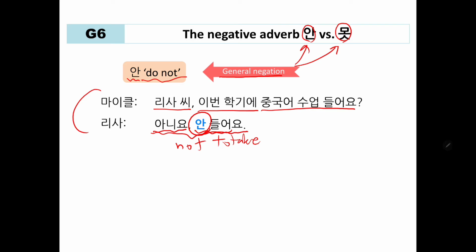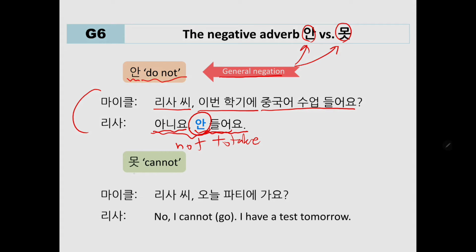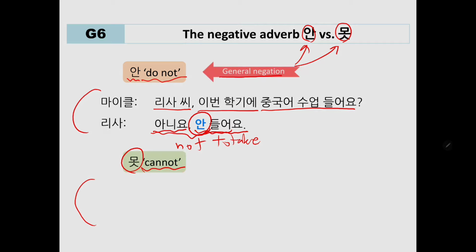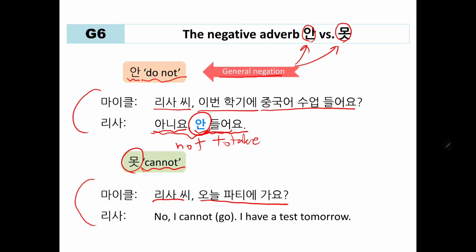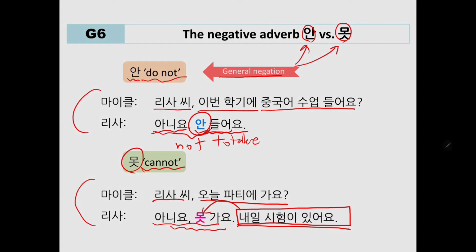What does it mean by general negation? Well, the meaning becomes clear when you have a contrast against 못. 못 means cannot. Okay, let's look at the example. Michael says, 리사 씨, 오늘 파티에 가요? Do you go to party today? And Lisa wanna say, no, I cannot go. I have a test tomorrow. So because of this external reason, she cannot go to the party. She does not have the ability to go. In this case, she says, 아니요, 못 가요.